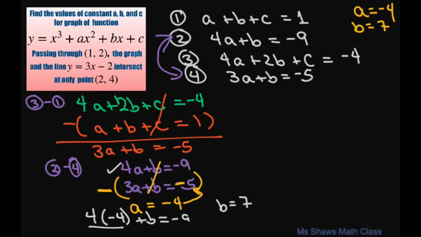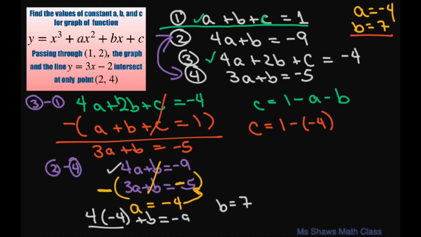And then you just have to take one of these other equations to get c. We can take this one or this one. I'm going to choose this one. Let's solve for c here. So if we write c equals 1 minus a minus b, then let's substitute in our a and b. We'll get c equals 1 minus negative 4 minus 7, which equals 1 plus 4 minus 7. That gives you negative 2. So your c equals negative 2.